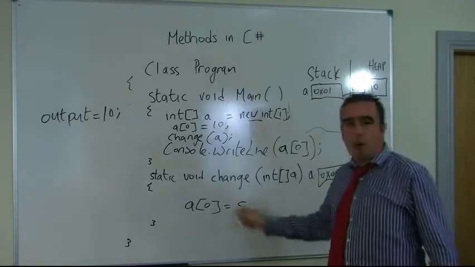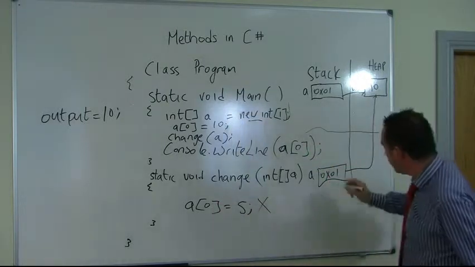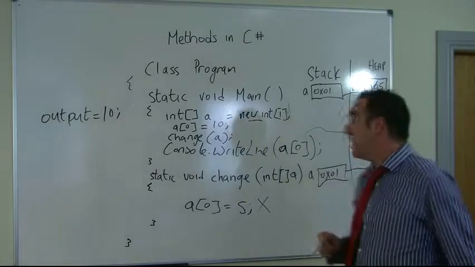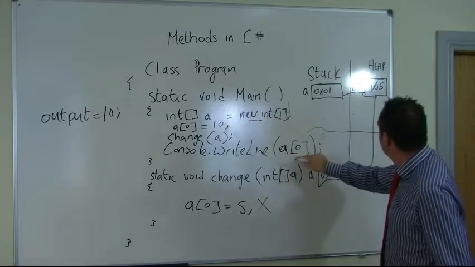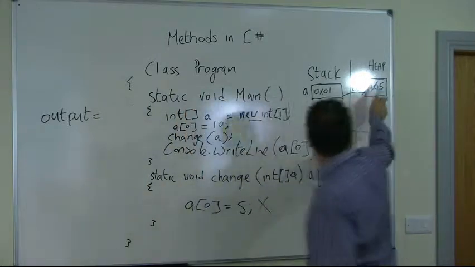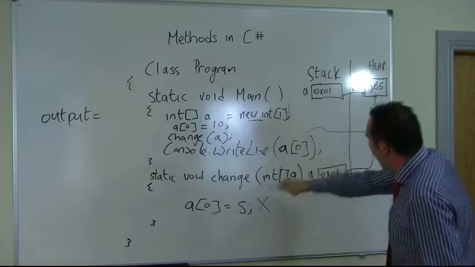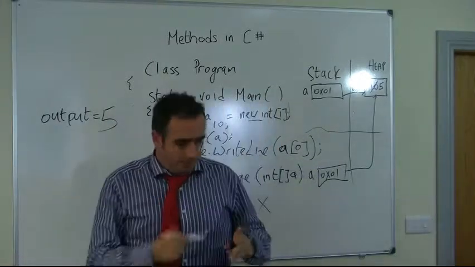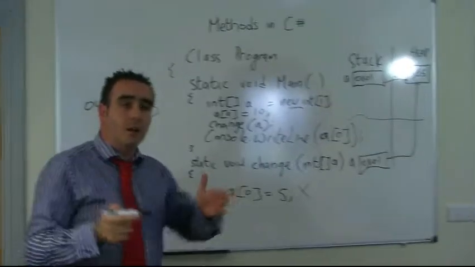So when we manipulate our array and update the value at this point, when this line is executed, it's going to go up here and change the value stored in our heap. So when we return back to our main method and write out A0, what we get written to the console is not 10. The value of our original array was updated because the reference was copied in. So we had access to it within our change method, and as such, the output is actually 5. That's the difference between passing by value and passing by reference.